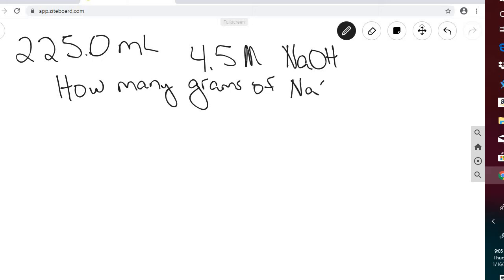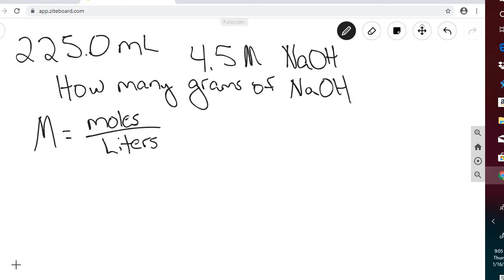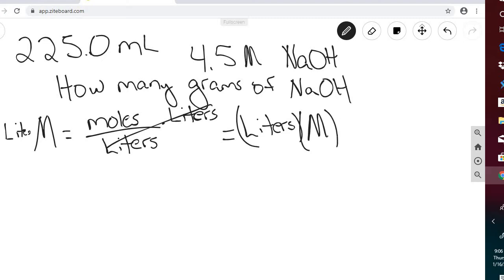Okay, so in this case, we're given the molarity and we're given the volume. So with that information, we can determine the number of moles of sodium hydroxide. Once we have the number of moles, then we can use the periodic chart and we can determine the number of grams. Okay, so molarity is equal to moles divided by liters. So we want to solve for moles. So we're going to multiply both sides by liters. So liters cancel over here. So then what we have is that liters times molarity will give us moles.